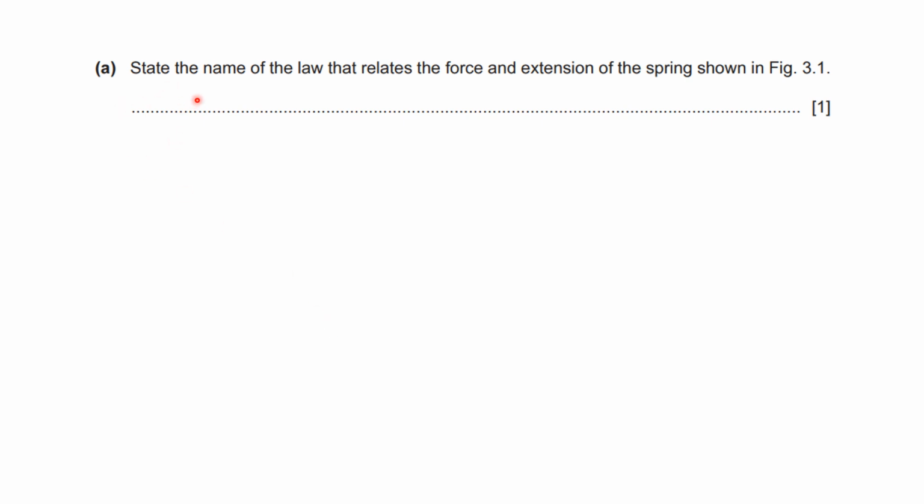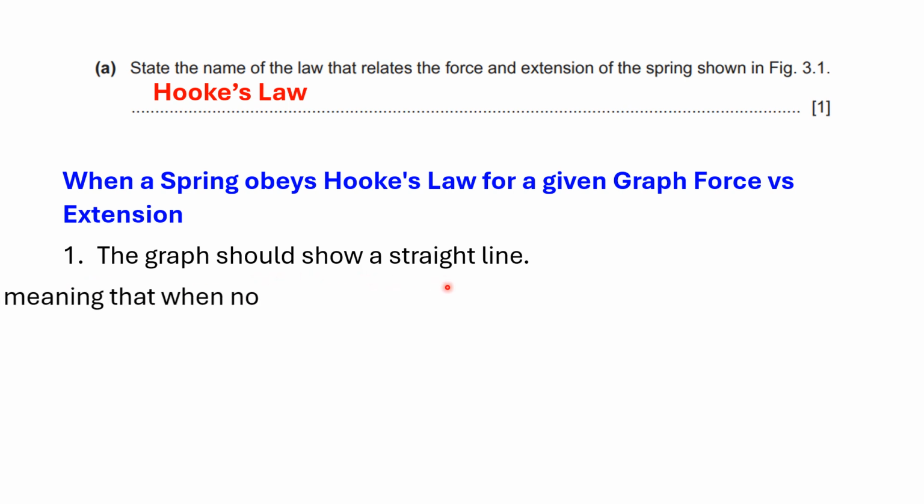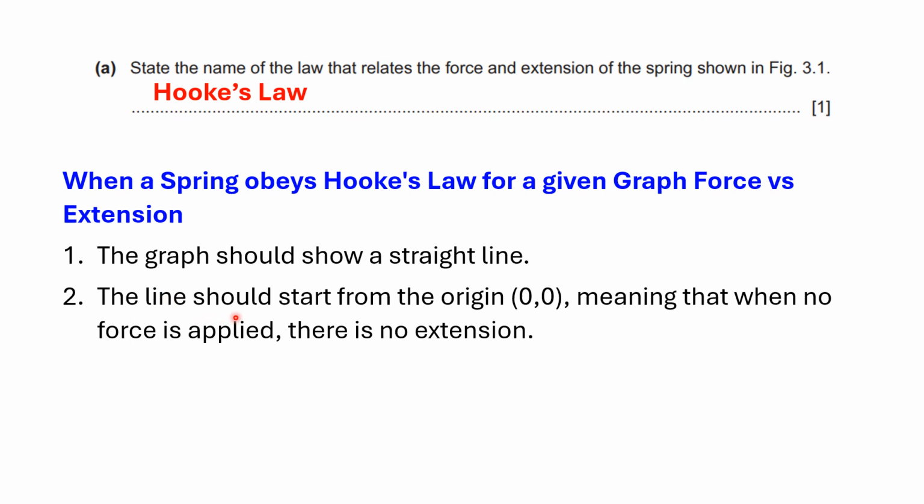A. State the name of the law that relates the force and extension of the spring shown in that graph. This is Hooke's law. When a spring obeys Hooke's law for a given graph of force versus extension, there are two considerations. One, the graph should show a straight line, and two, the line should start from the origin, meaning that when no force is applied, there is no extension.